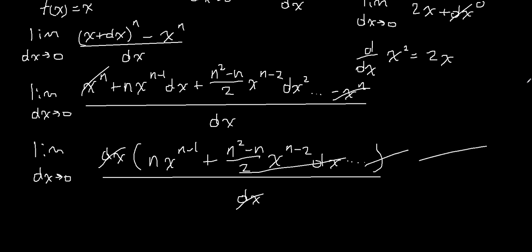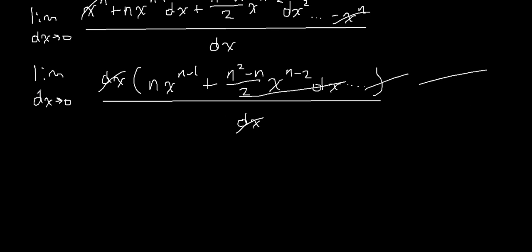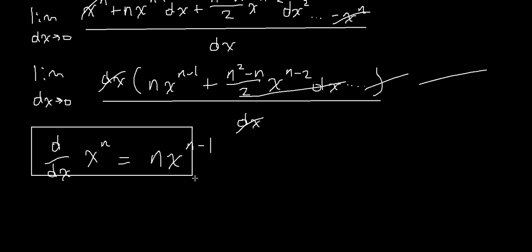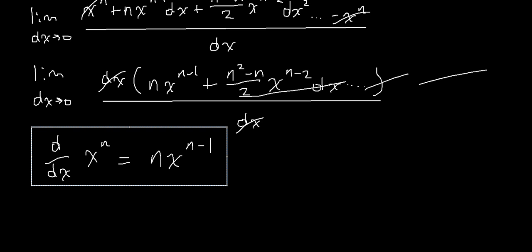And all you're actually left with is your derivative of x to the power of n, right? Your change in x to the power of n over your change in x is going to be equal to n times x to the power of n minus 1. So that's the power rule for differentiation.